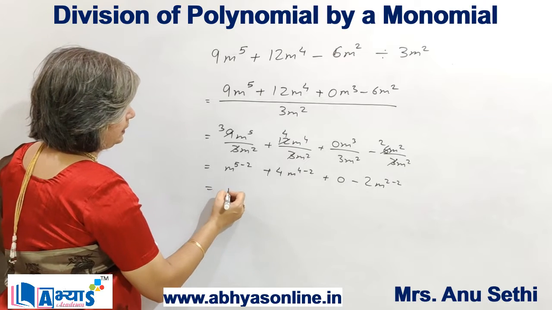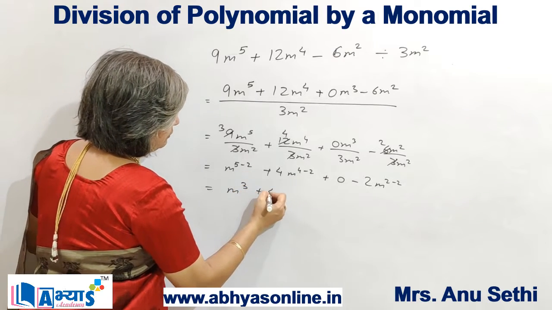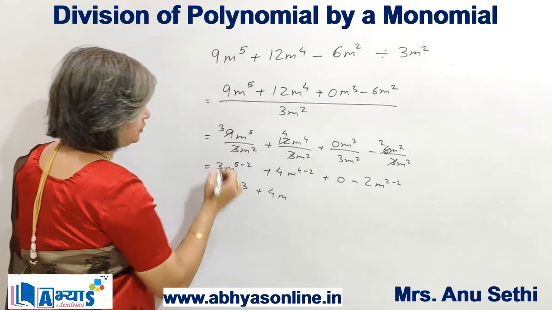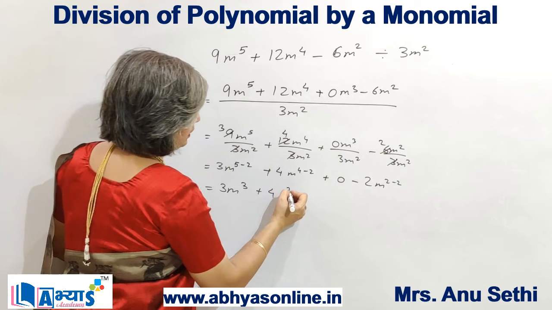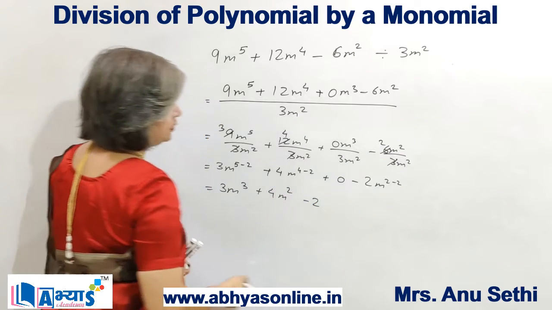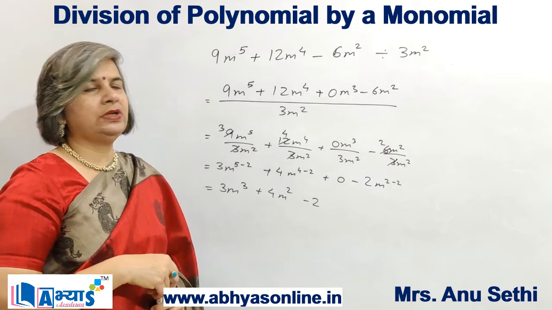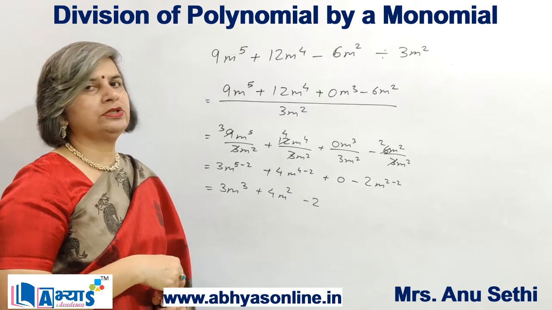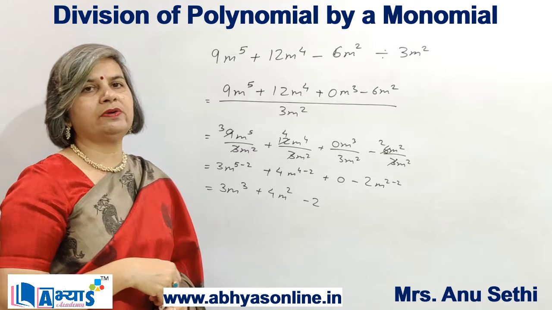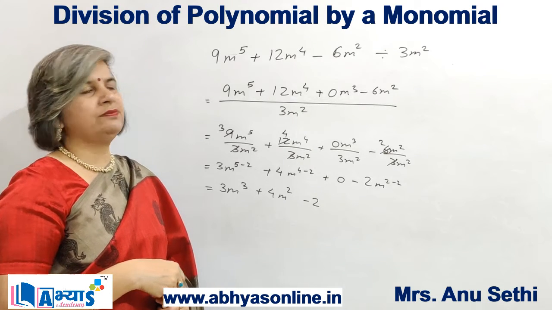So further it will be 3m raised to power 3 plus 4m raised to power 2 minus 2. So this is the answer when the polynomial 9m raised to power 5 plus 12m raised to power 4 minus 6m raised to power 2 is divided by 3m square.